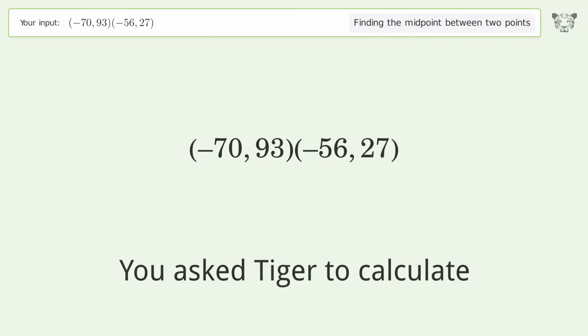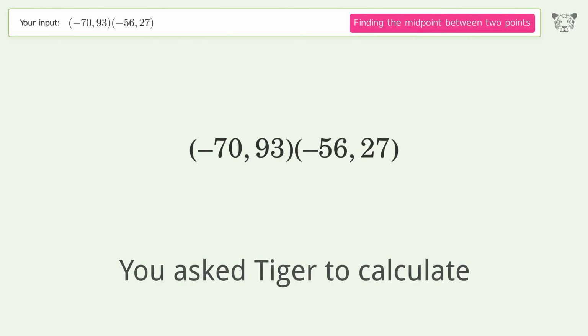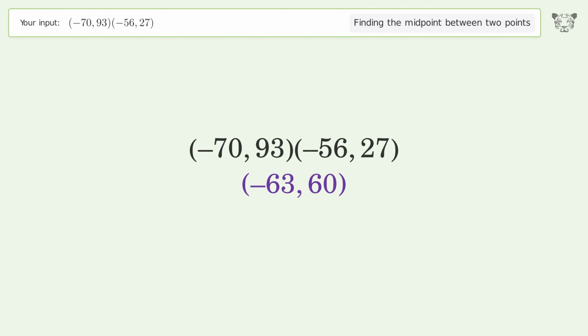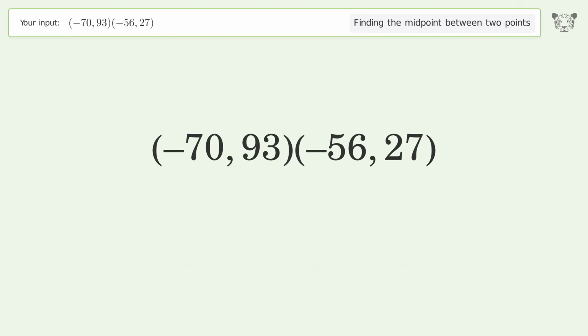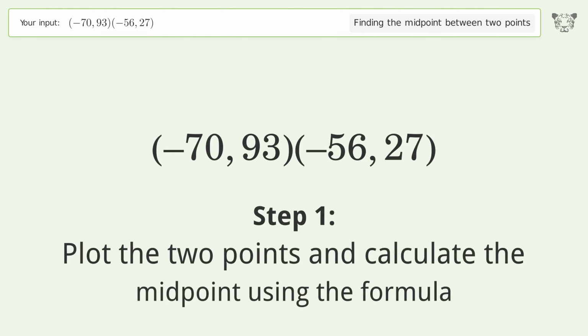You ask Tiger to calculate. This deals with finding the midpoint between 2 points. The midpoint between the 2 points is negative 63, 60. Let's solve it step by step. Plot the 2 points and calculate the midpoint using the formula.